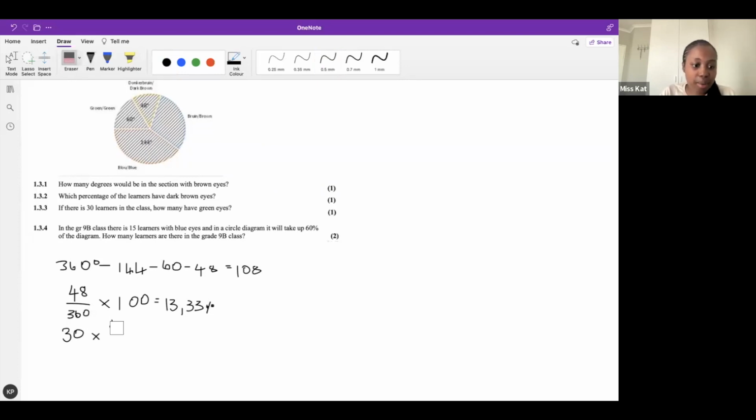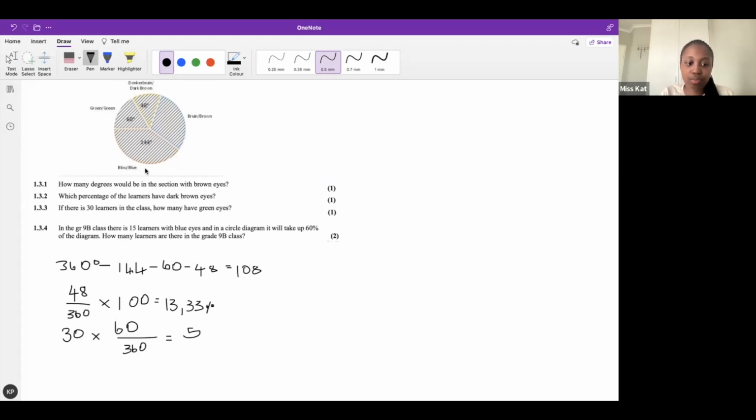So in this pie chart, green eyes make 60, a fraction of 60 out of 360. Right? And that's going to give you how many learners?